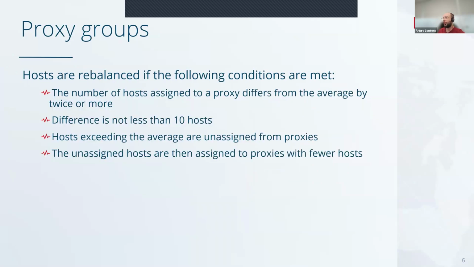When does rebalancing happen? Hosts are rebalanced based on the following conditions. The number of hosts assigned to a proxy differs from the average by 2 times or more. Only then rebalancing happens. And also, in addition, the difference is not less than 10 hosts. So at least a 10 host difference between proxies must be there. If these 2 conditions are met, only then rebalancing happens. And hosts exceeding the average will be unassigned from proxies and then reassigned to proxies with fewer hosts.